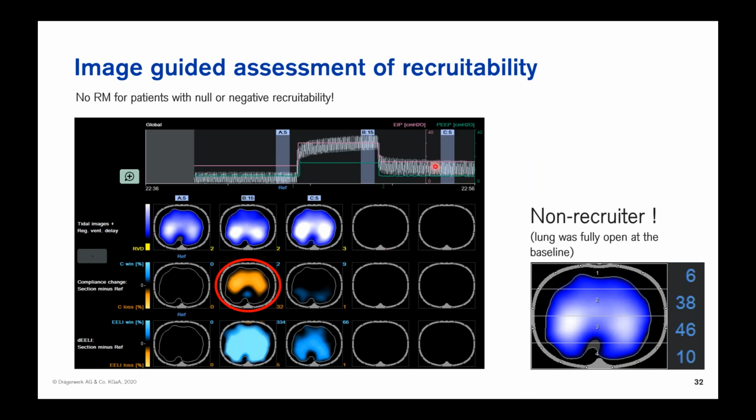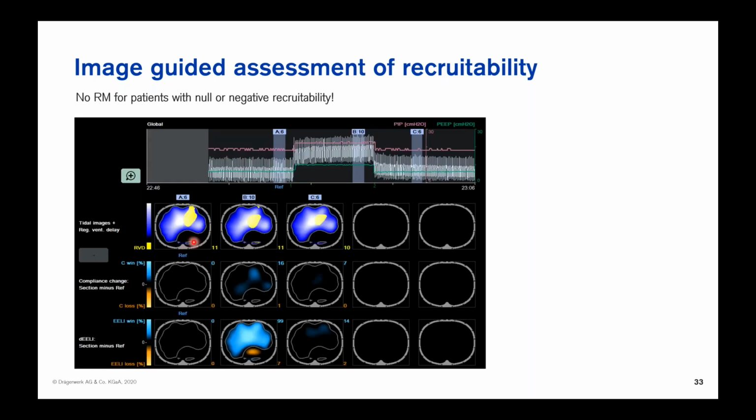However, this effect is probably vanishing over time. So it's just a temporary effect that is also not so much beneficial because ventilation was already present at the baseline condition.